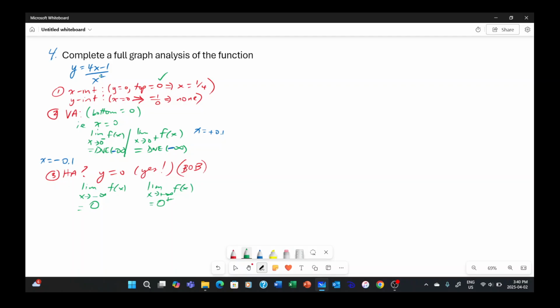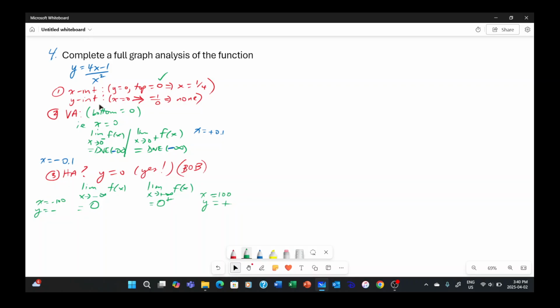And if you really want to, you could sub in x equal to 100 and then see what you get for y. And it will be positive, so it's going to be bigger than 0. Okay. And over here, you could sub in negative 100. And again, I think you're going to find in this case that you get 0 from below. Let's just be consistent here.